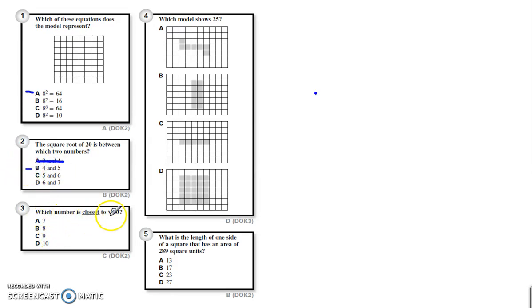Number 4, which number is closest to 80? Square root of 80. Well, 7 squared is 49, 8 squared is 64, 9 squared is 81, so it is C. Which model shows us 25? 5 by 5 is 25. What's the length of one side of a square that has an area of 289 square units? You would go through and just square these lengths, and you'd find 17 squared is 289.